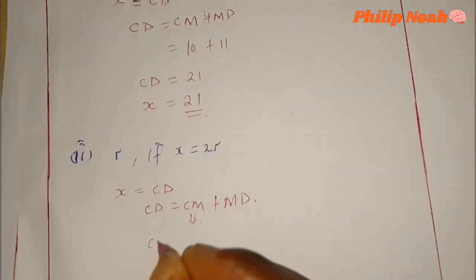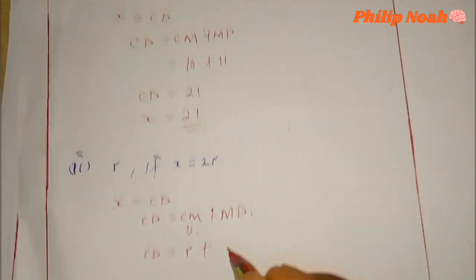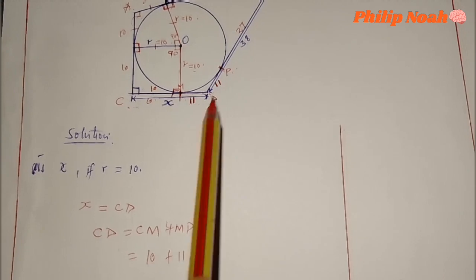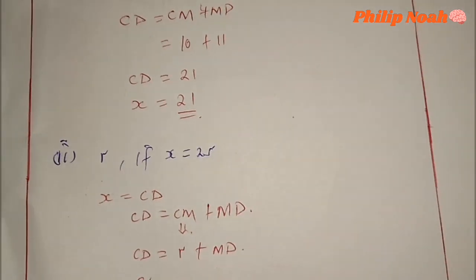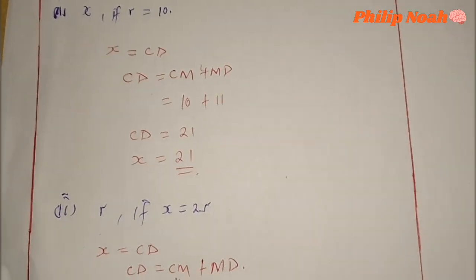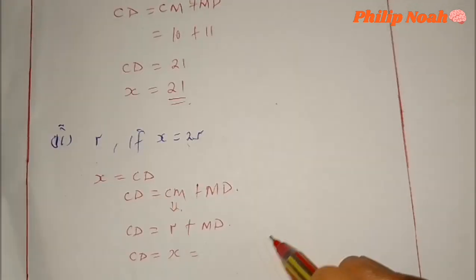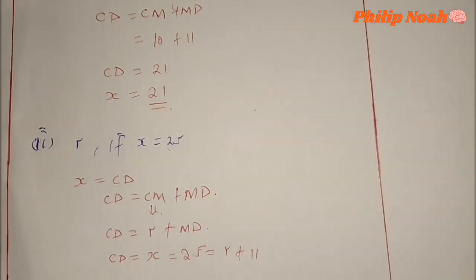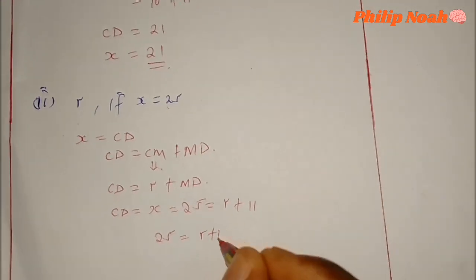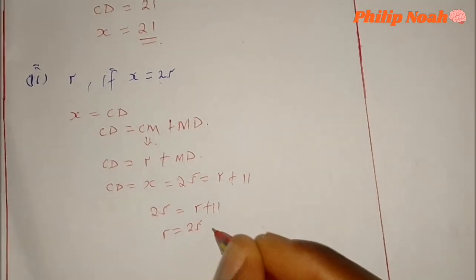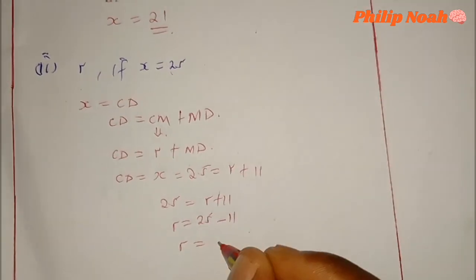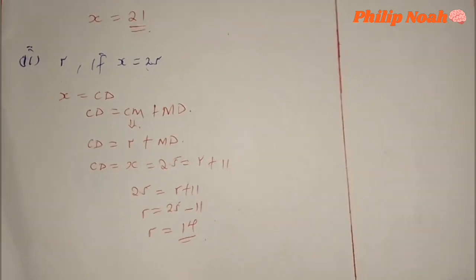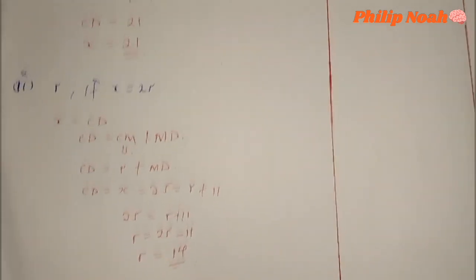So we shall say that CD is equal to radius plus MD. But our MD is 11. So CD, that is x, which is equal to 25 here, is equal to radius plus 11. So 25 is equal to R plus 11. R is equal to 25 minus 11. R becomes 14 units. Hope you understand, genius. Hope you understand what I'm doing here.